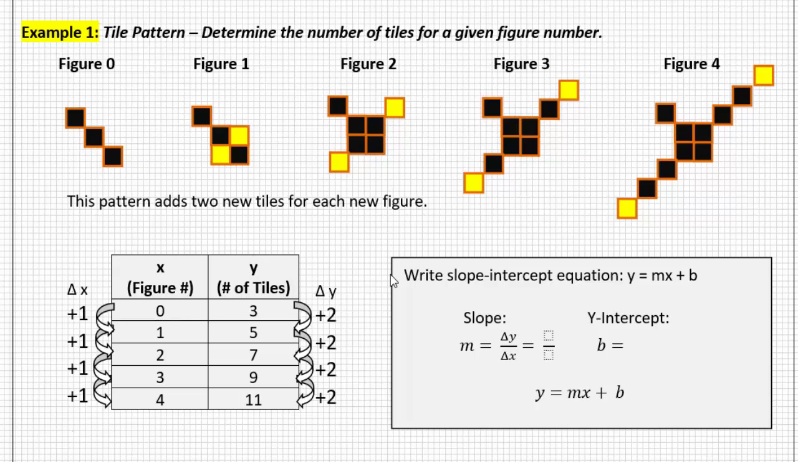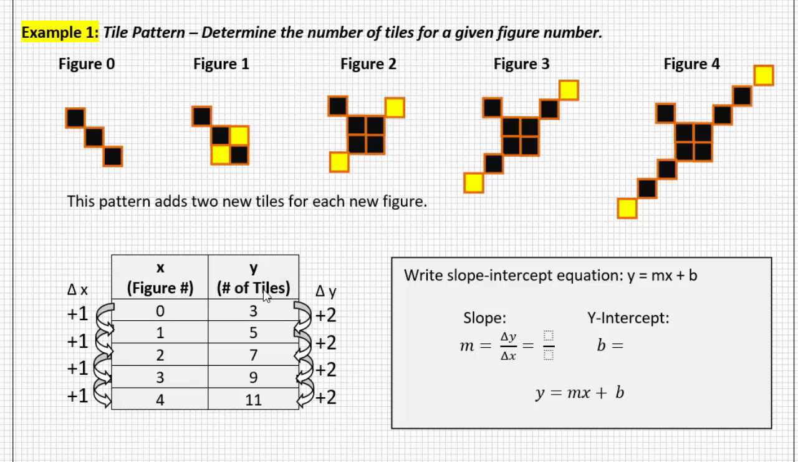So I've gone ahead and laid out our work here, analyzing how this table is changing as it represents our tile pattern. And so what I noticed is that the figure number is just changing by 1, right? We just went one more figure over. So 0 plus 1 is 1, 1 plus 1 is 2, 2 plus 1 is 3, 3 plus 1 is 4. And so our figure numbers just increased by 1, so our change in x was adding 1 each time.